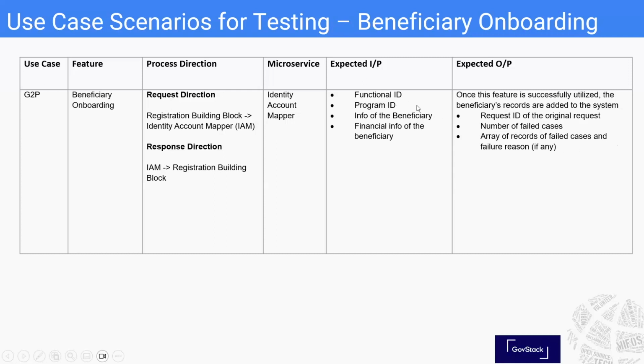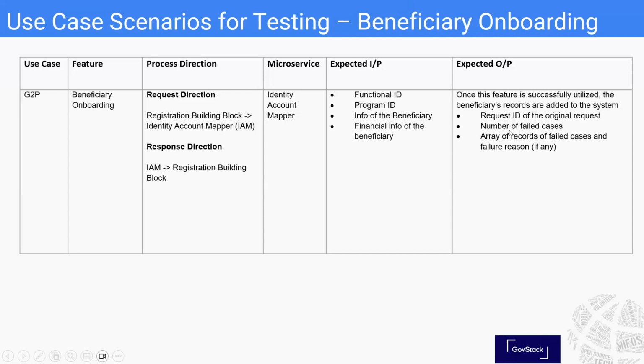So once all of these checks are made, the expected output from this cycle, once this feature is successfully utilized, is that it would return the request ID of the original request. So when the call comes from a registration building block, when they call the particular API to onboard the beneficiary, it sends a specific request ID so that it identifies which request came, which particular batch this request belongs to. The response would also include the number of failed cases.